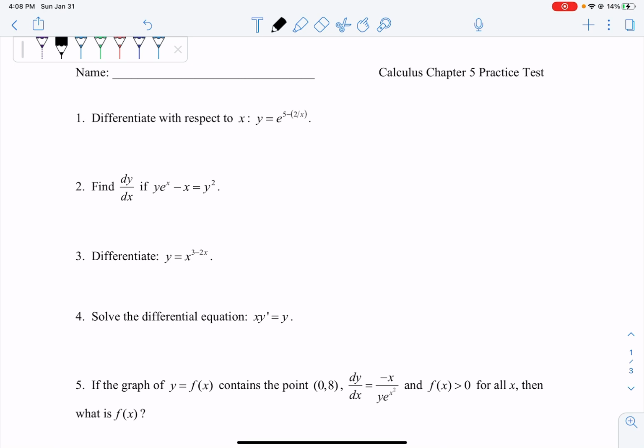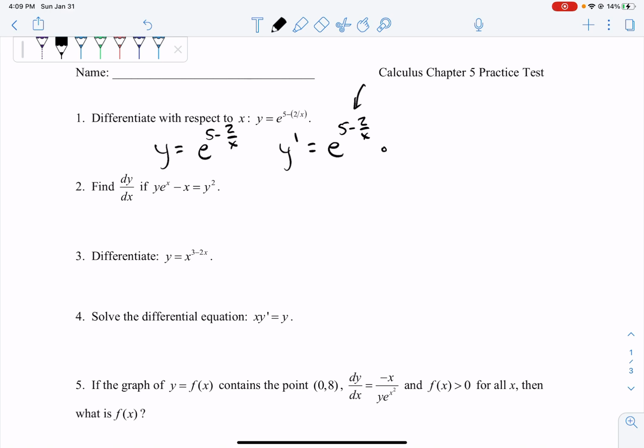So these first couple of problems, a lot of it's not even from this chapter. For example, number 1, differentiate with respect to x, y equals e to the 5 minus 2 over x. So if I rewrite that, y equals e to the 5 minus 2 over x. Well, y prime, if this was e to the u, it would just be e to the u, so my e to the 5 minus 2 over x. But we also have to multiply by the derivative of the inside. Okay, this is just the chain rule.